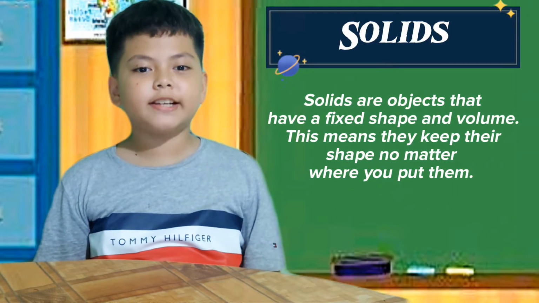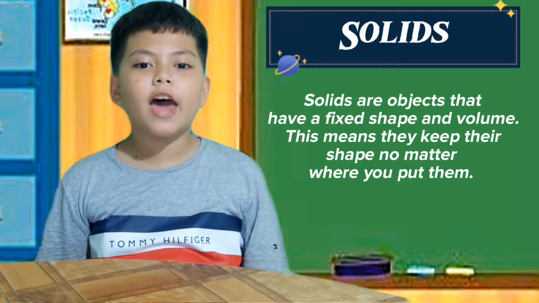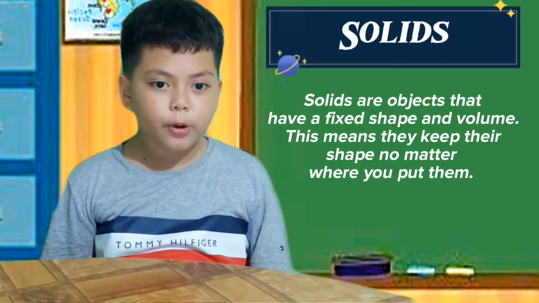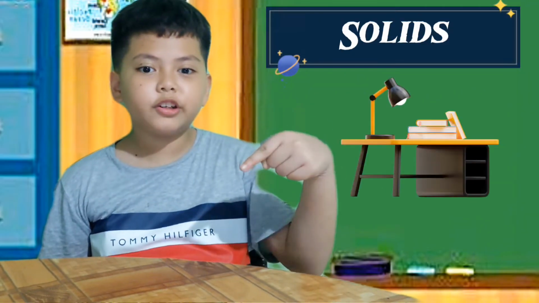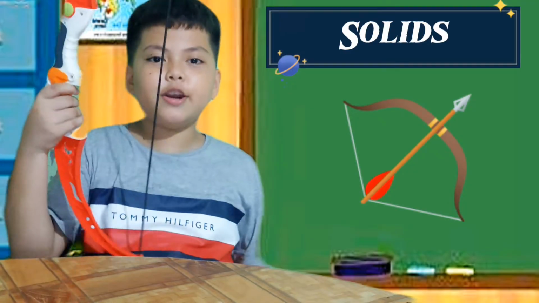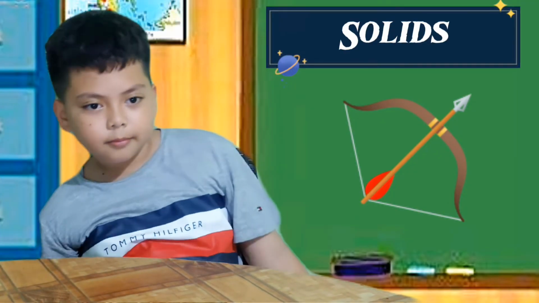Solids are objects that have a fixed shape and volume. This means they keep their shape no matter where you put them. Think about your desk, your pencil, or even your favorite toy. They all stay the same shape unless you change them.